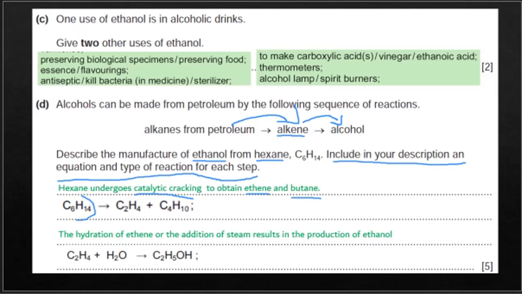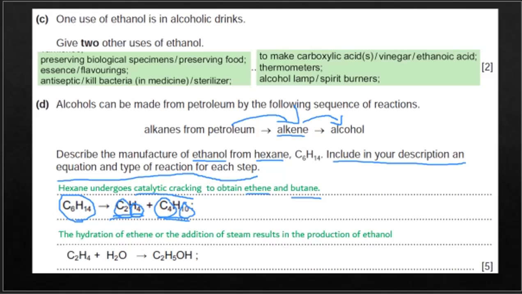So C6H14, which is our alkane, undergoes cracking and it gives us the alkene, ethene, and butane. How do we know that we're correct? We started off with 6 carbons, and we still have 6 carbons: 4 and 2 is 6. We started off with 14 hydrogens, and we still have 14 hydrogens: we have 10 and we have 4. So in total, we still have 6 carbons and 14 hydrogens.